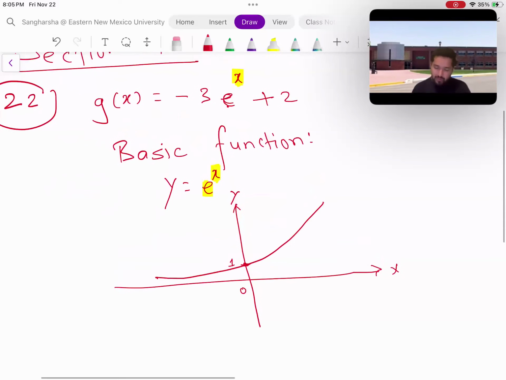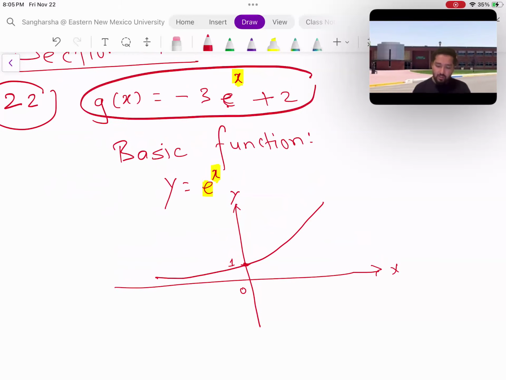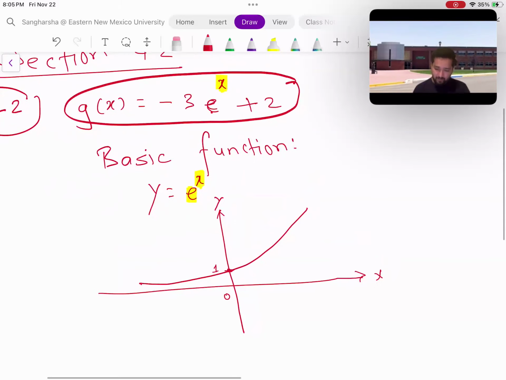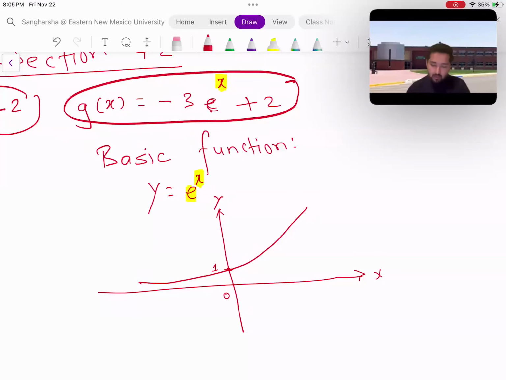Now, from this basic function, we need to get this function. In section 2.8, we did this transformation. And you don't really need to worry about the stretching, horizontal and vertical stretching. Like we have negative 3 in front of e to the power x. So let's not worry about that.